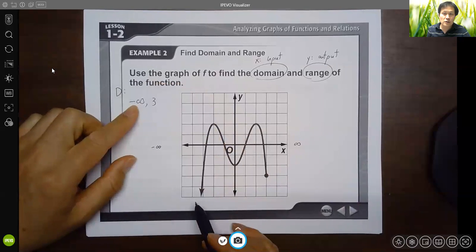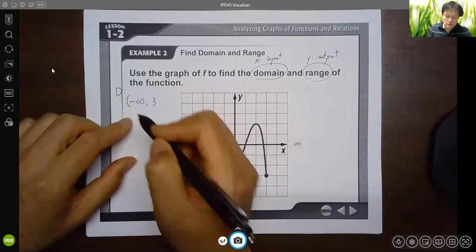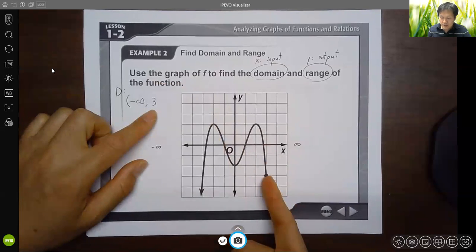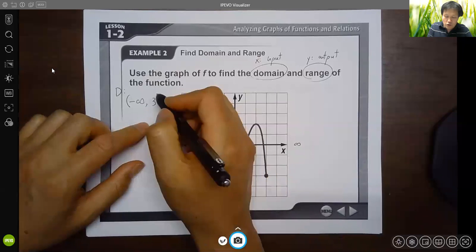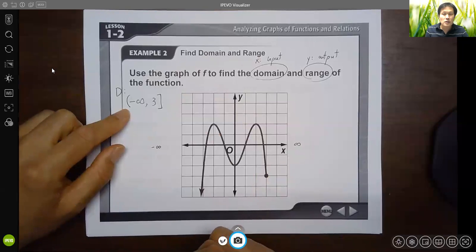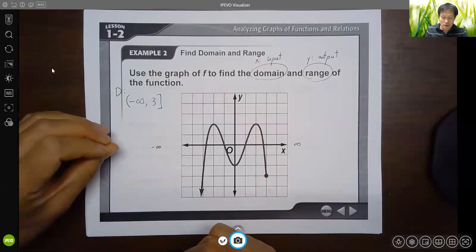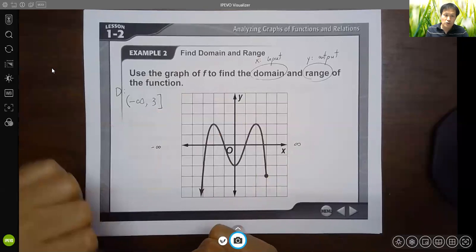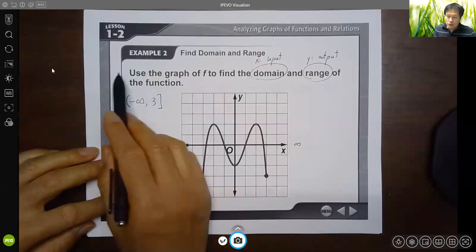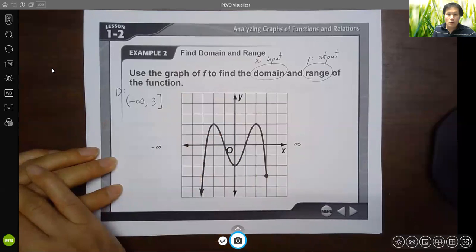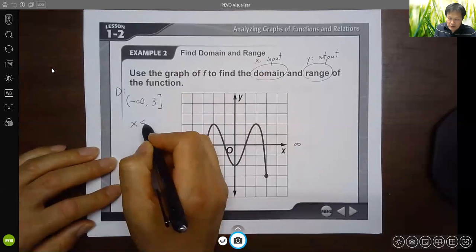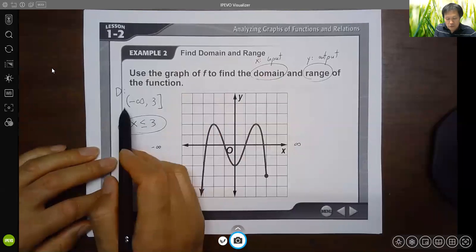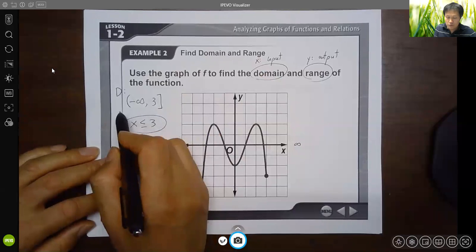Infinity, positive infinity or negative infinity, always goes with a parenthesis. And 3 has a solid dot. Solid dot means inclusive. We want to include 3, so you use a bracket. Parenthesis is exclusive, you're not including that point. Bracket, you are including that point. So that's how you use interval notation. Or you might say x is less than or equal to 3. That's inequality notation. Whatever works for you.